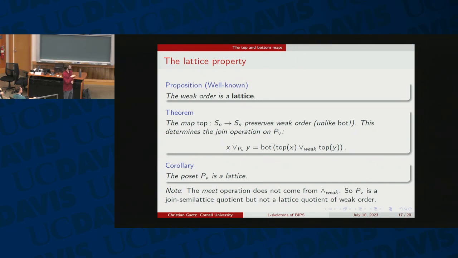But I should warn that the meet operation, the greatest lower bound operation, does not come in this way from the operation on weak order. So this is a quotient poset of weak order, which is a lattice, but it is not a lattice quotient of weak order. I guess we could call it a join semi-lattice quotient of weak order. I think an interesting question would be, people have studied a lot about classifying lattice congruences on weak order, but there might be a broader class that's worth studying that includes these.